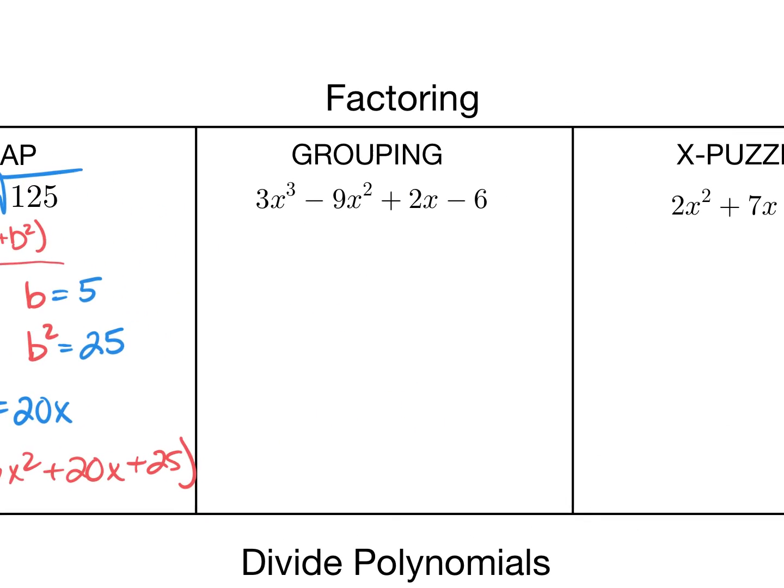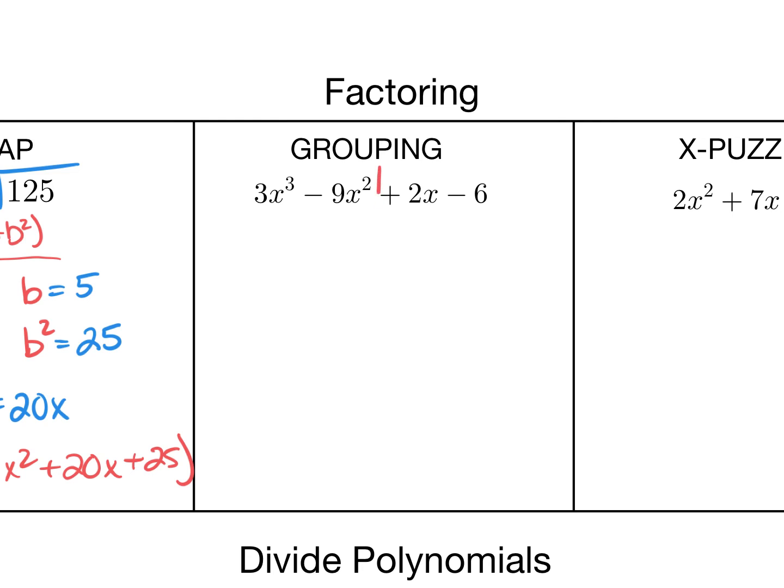Next, let's factor by grouping. First, we're going to split the equation in half, and then we are going to just focus on the left side. We are going to find what these two terms have in common. They both have x, they both have a power, so we're going to take out the smallest one. And last, they're both divisible by 3.